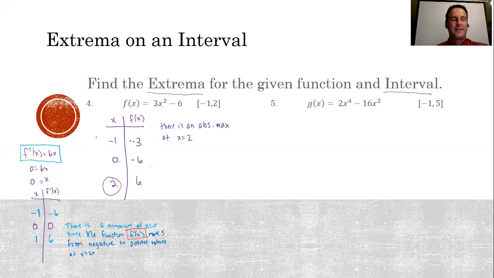And then if I look at this, the lowest output for an f of x was at -6, and that's when x was 0. So I'll call that a min, and an absolute min at x equals 0. And then you are done.